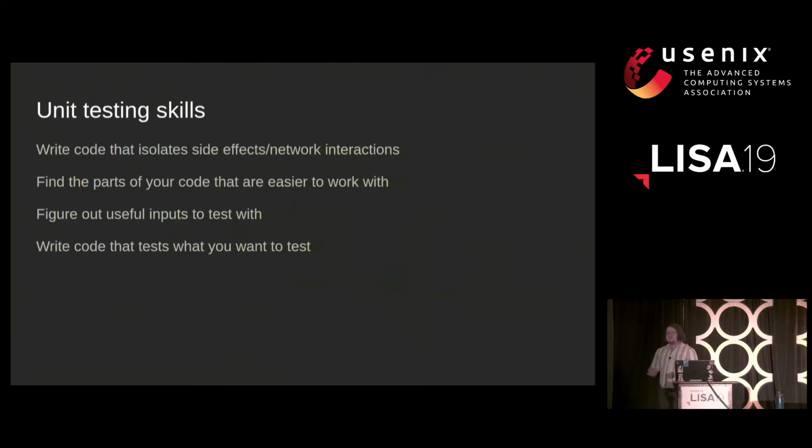That sounds simple. But when it comes to actually writing tests, you can break it down into a bunch of sub-skills that go into figuring out what tests you need. One of the first things here is to write code that isolates side effects or network interactions. That gets back to what I was talking about at the first part, where you get that virtuous cycle where writing testable code is going to make it easier for you to write tests. There's also the skill of finding the parts of your code that are easier to work with. So thinking about, okay, this is pretty self-contained. This talks to the network. This needs terminal input.